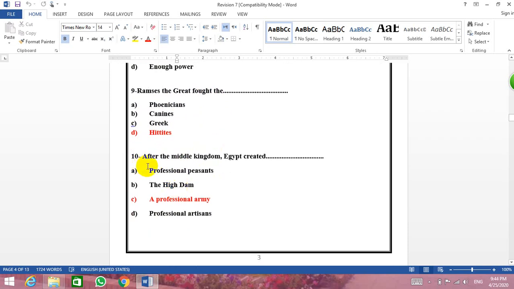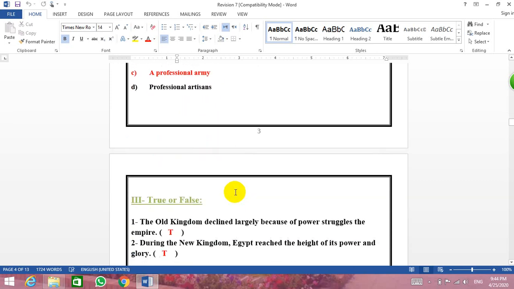Point number 10. After the Middle Kingdom, Egypt created what? Professional peasants, the high dam, a professional army, or professional artisans. So a professional army is the correct answer. Option C, a professional army, is the correct answer. Okay.